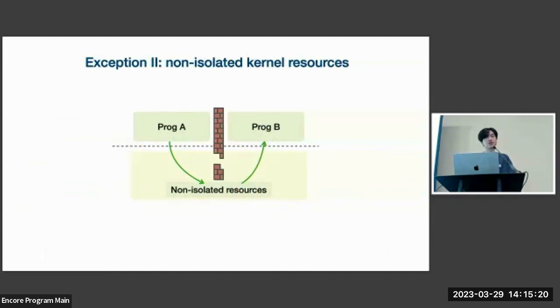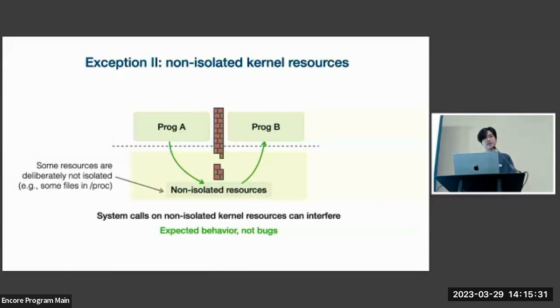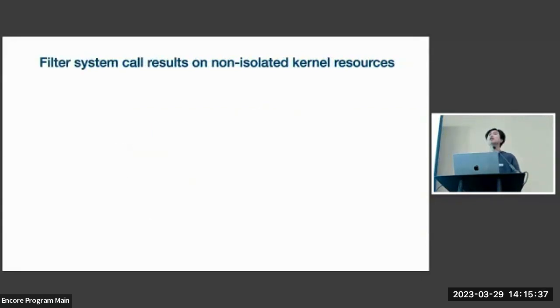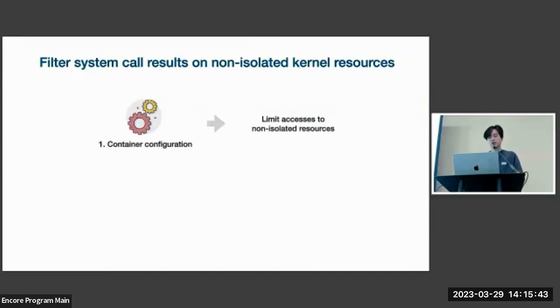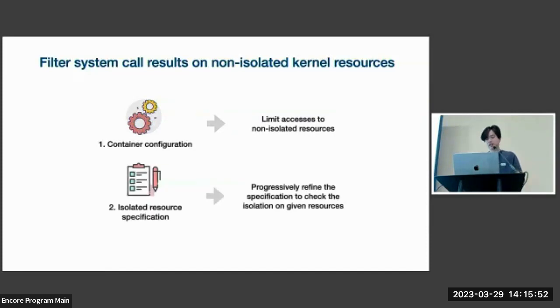Another exception is caused by the non-isolated kernel resources. Some resources are deliberately non-isolated in Linux namespaces. System calls on these resources can interfere, and these are expected behaviors, not bugs. We address this problem using two techniques. First, we use a strong container configuration to prevent accesses to these non-isolated kernel resources. Second, we only check the system call results on the isolated resources in a specification. And this specification does not need to be complete. It can be progressively refined.